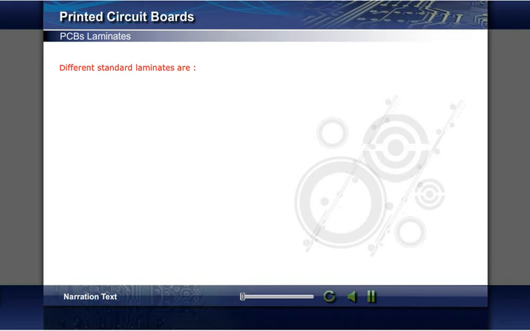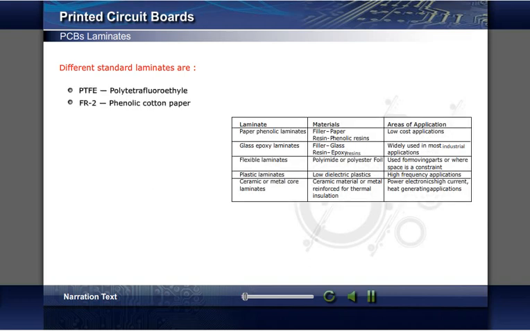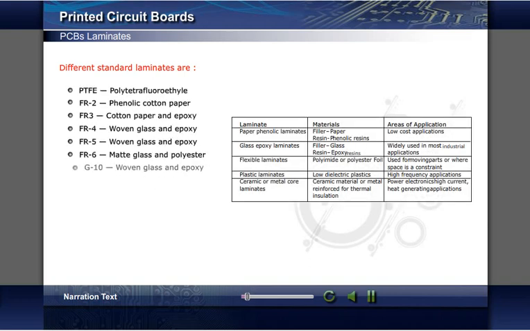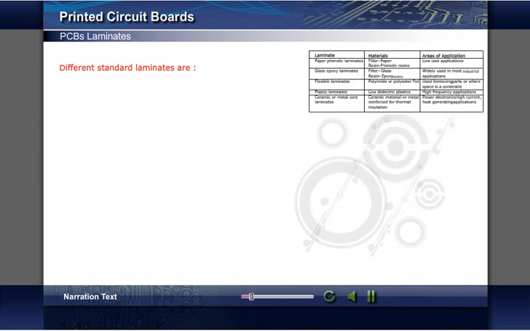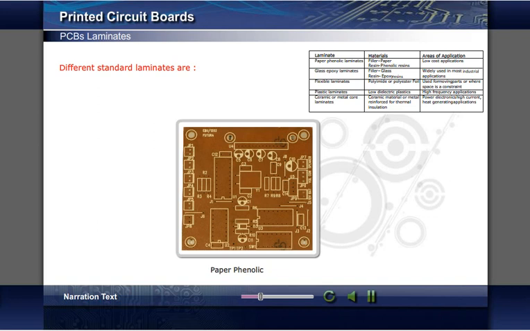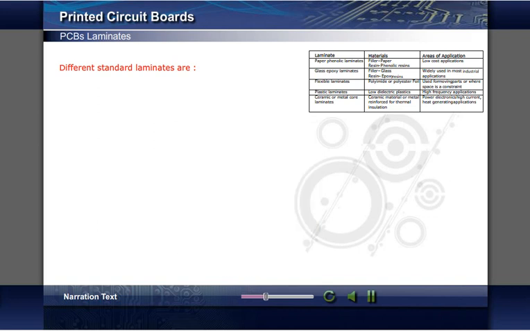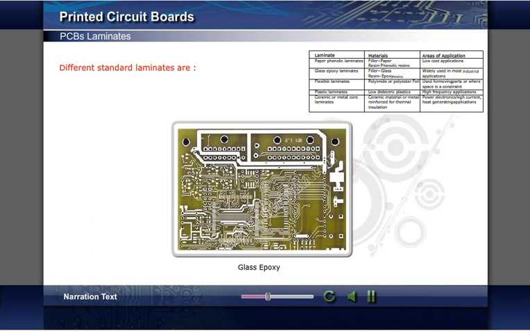Different standard laminates are: copper, laminated on substrate, is popularly known as PCB laminate. PCBs using paper phenolic laminates are brownish in appearance. Glass epoxy or fiberglass laminates appear as light yellow. They are rigid and can be machined.